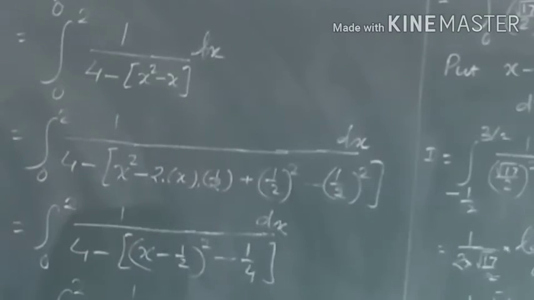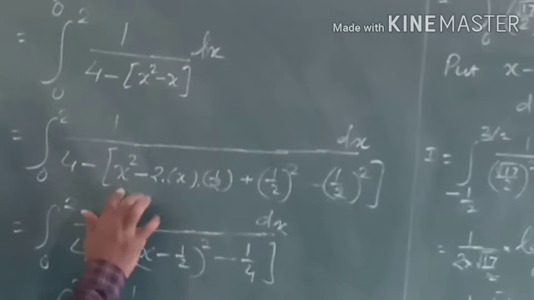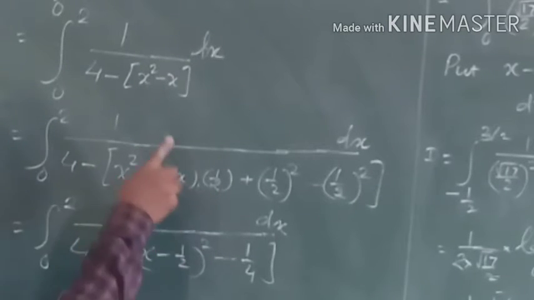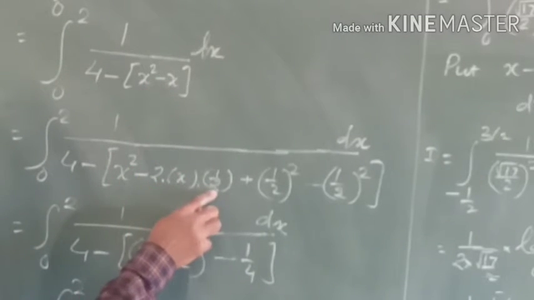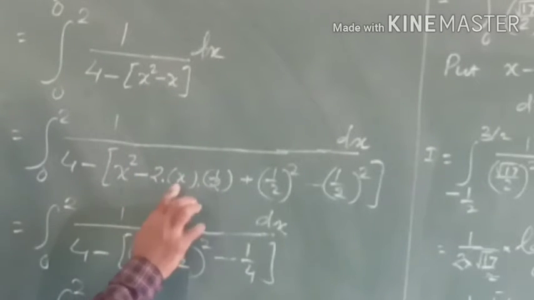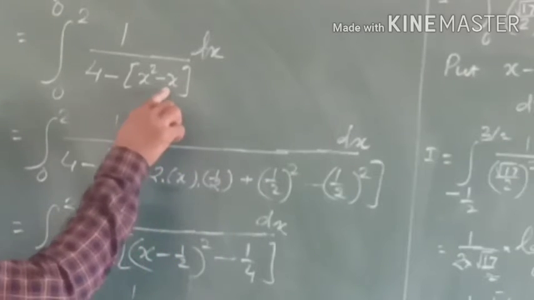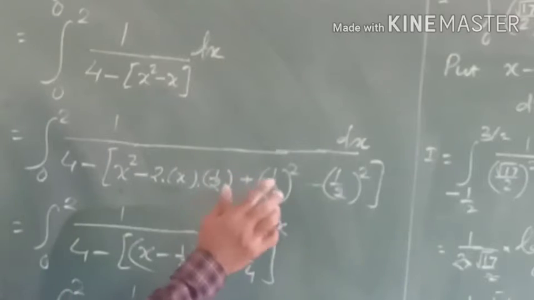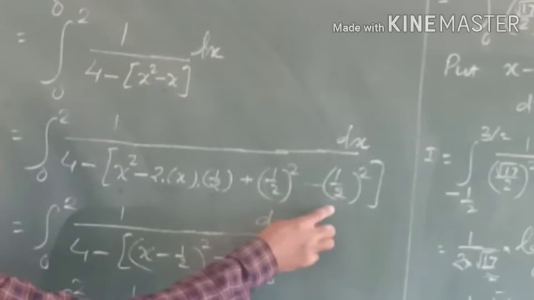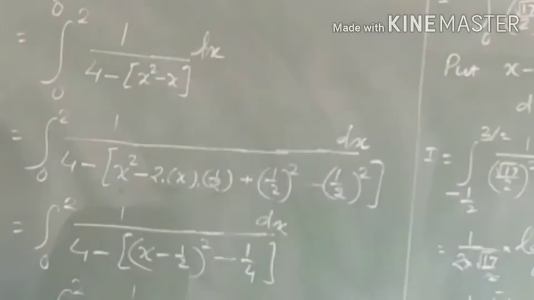Now by using completing the square, this is the x square. After that write 2ab. Here a is x, and since it is only x, it is multiplied by 1 by 2. So 2 and 2 cancel out, and we get only minus x, same as this. So here b is 1 by 2. So add b square and subtract b square. b square means 1 by 2 whole square, plus 1 by 2 whole square and minus 1 by 2 whole square.